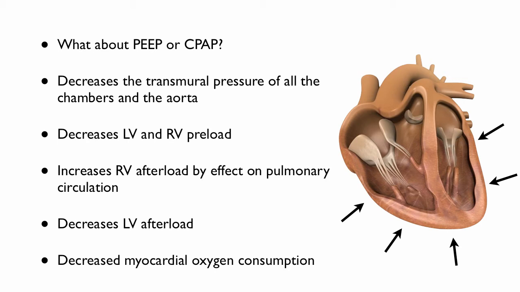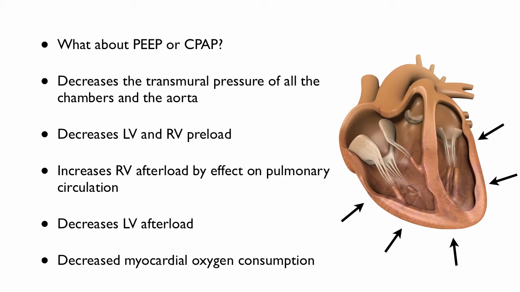If we build on that and think about the effects of PEEP or CPAP, this is going to decrease the transmural pressure of all the chambers and the aorta by applying pressure to the outside. So decreasing that transmural pressure, it's going to decrease both the left ventricular and the right ventricular preload, because by the law of Laplace, you're decreasing the wall tension, maybe also slightly reducing the radius, so you'll be decreasing the preload.